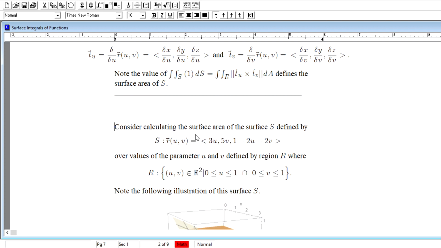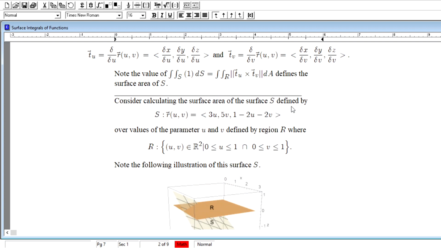We might consider the case for calculating the surface area for the surface S, where S here is being defined parametrically as this multivariable vector-valued function, where the x behavior is described by 3 times parameter u, the y behavior is described by 5 times parameter v, and the z behavior for the surface is described by 1 minus 2 times u minus 2 times v.